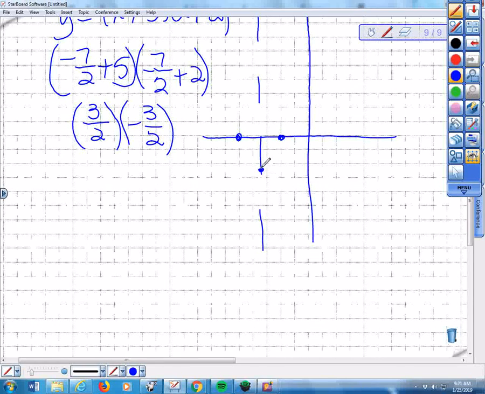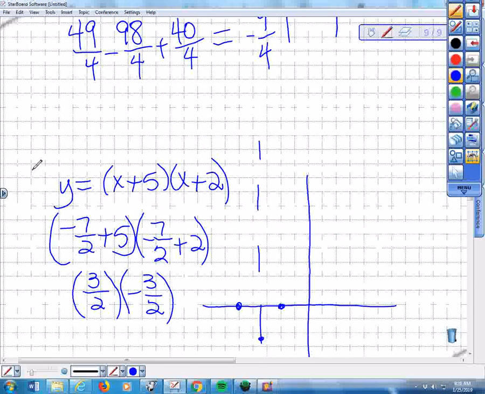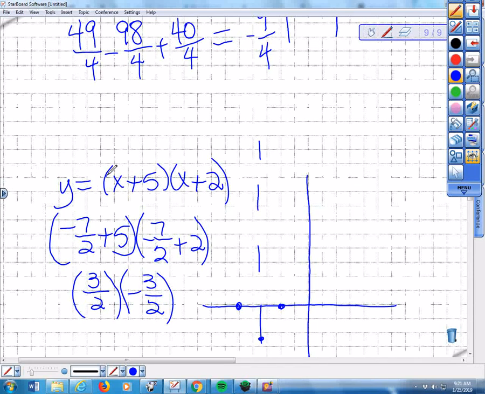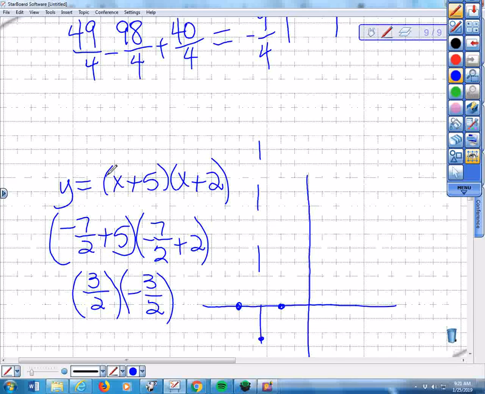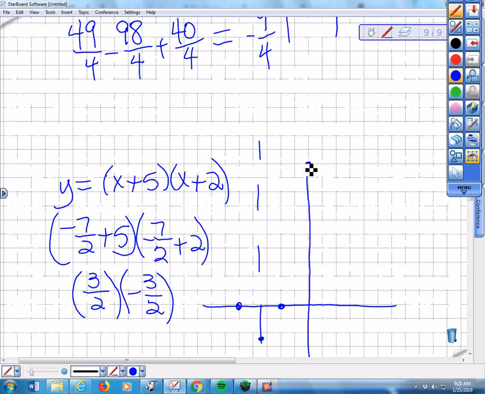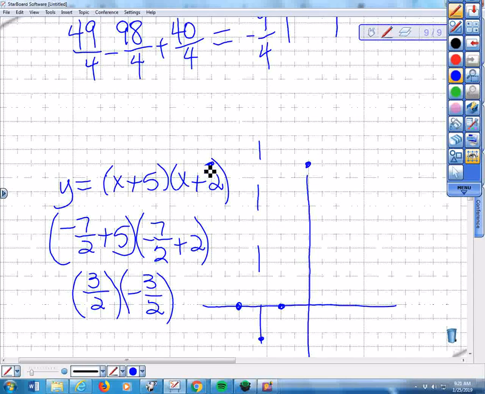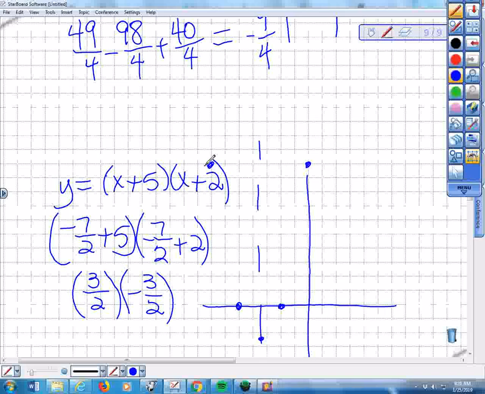To find the y-intercept, I just plug 0 in for x. So this makes it 5, this makes it 2. 5 times 2 is 10. My y-intercept happens at 10: 1, 2, 3, 4, 5, 6, 7, 8, 9, 10. Mirror it over. 1, 2, 3. And I have my 5 points. And I started from intercept form this time.